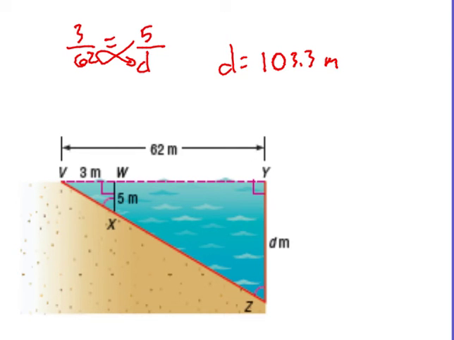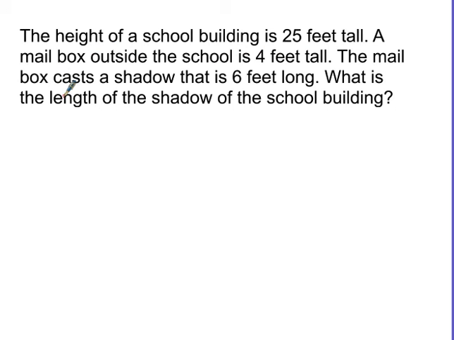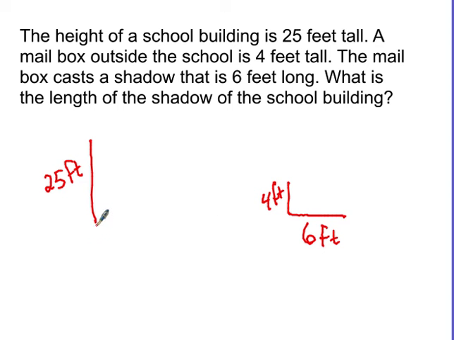Last one. Sometimes they just give you the words, they don't give you a picture, so what can you do? Draw a quick picture, and it doesn't have to be a fancy picture. The height of a school building is 25 feet tall. Here's a school building, it's 25 feet. I don't even need a square, just a line, 25 feet. A mailbox outside the school is 4 feet tall. The mailbox casts a shadow that is 6 feet long. What is the length of the shadow of the school building?